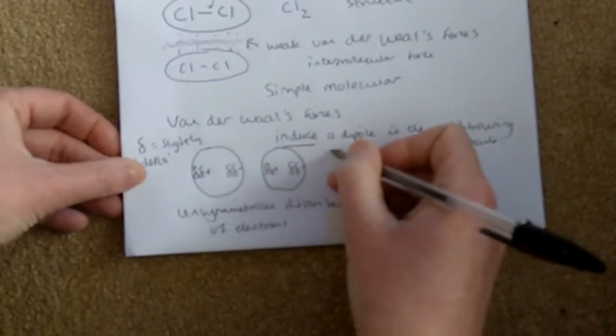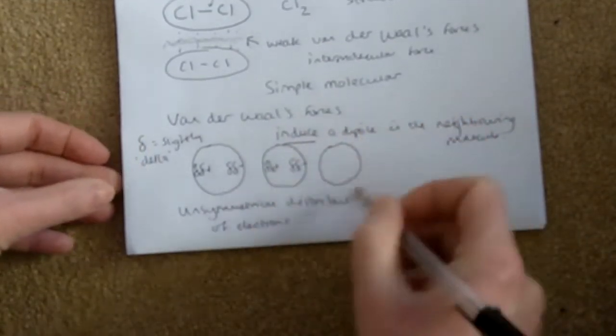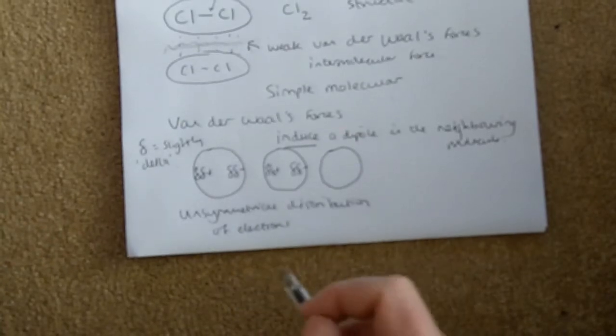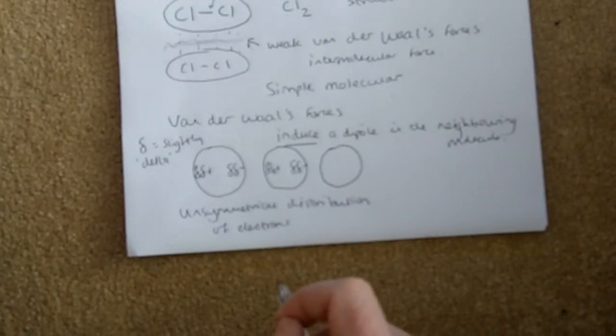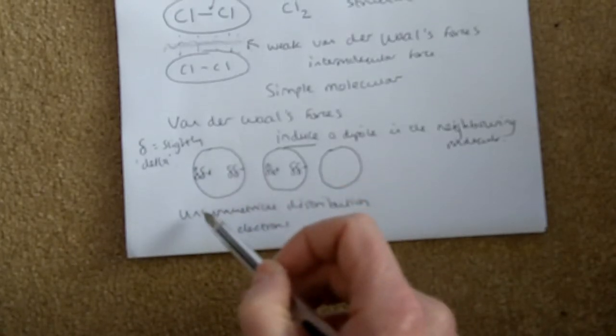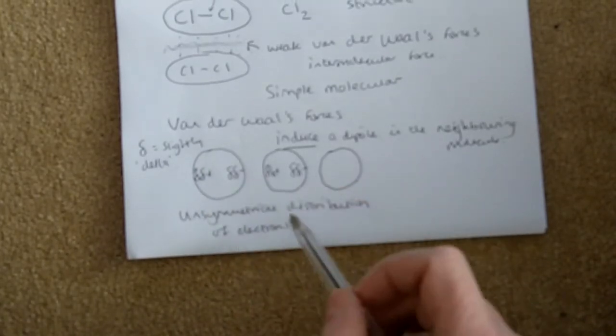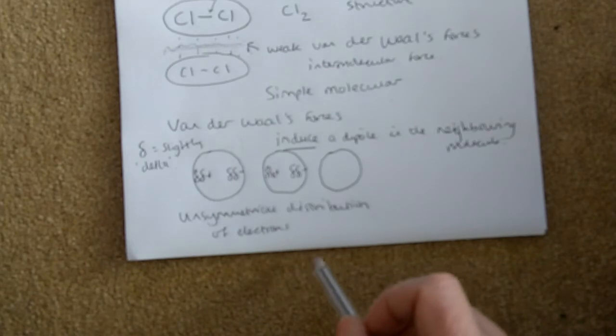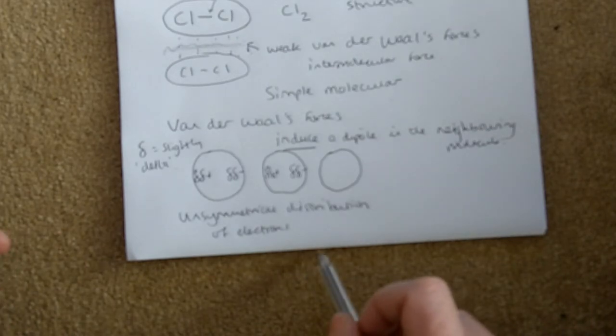And then that's going to happen in the next molecule, and it's going to pass on. But it's a very temporary thing, because the electrons are moving, and the dipole will go. And that is what van der Waals force is. It's very weak, and it's temporary.